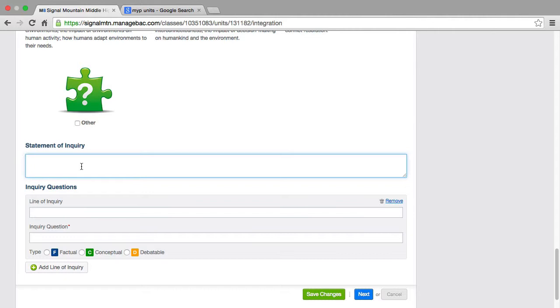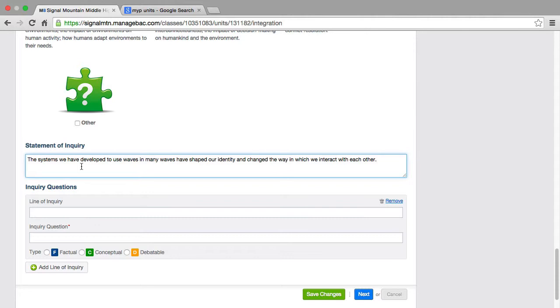Now, I'm going to type very fast, and I'm going to say the statement of inquiry is: the systems we have developed to use waves in many ways have shaped our identity and changed the way we interact with each other. As I go through the rest of this unit, planning this unit, I want everything that I do to in some way be guided towards this statement of inquiry.